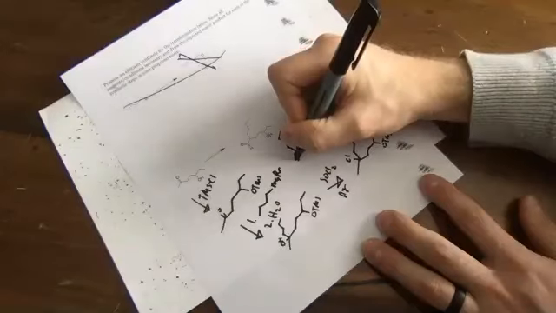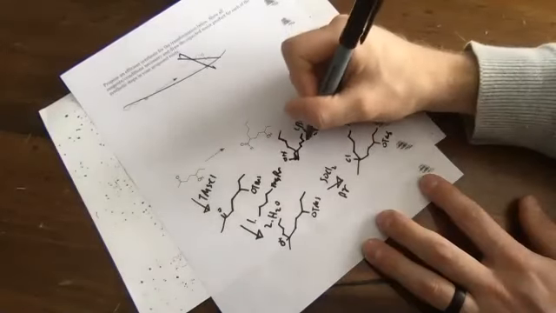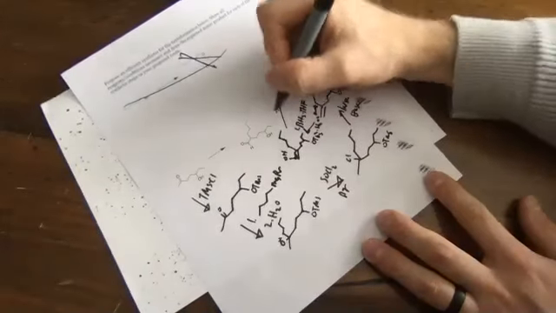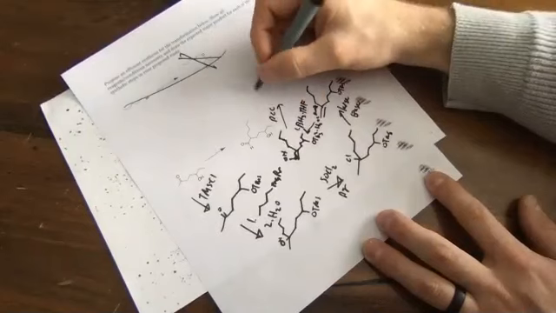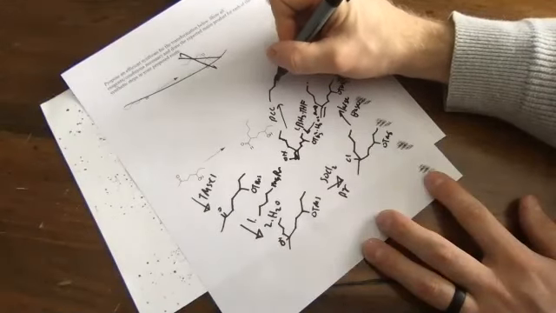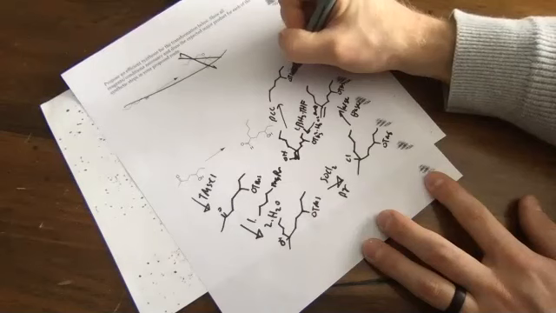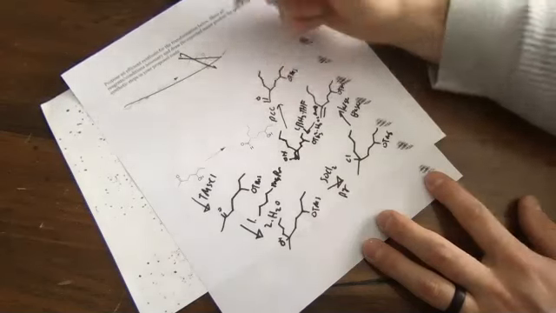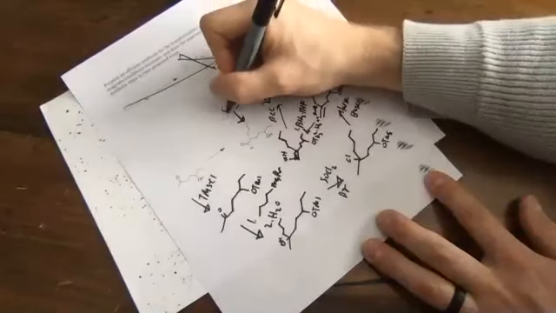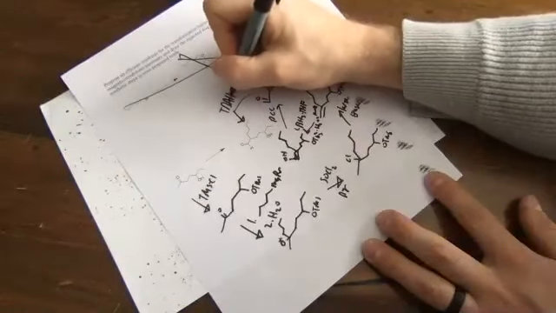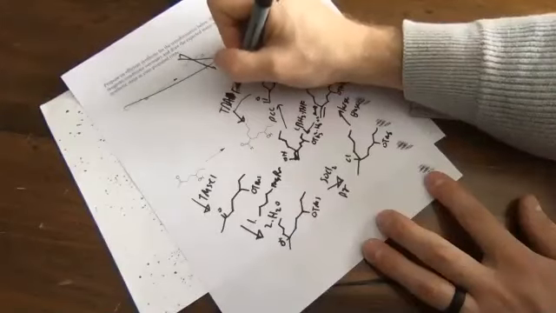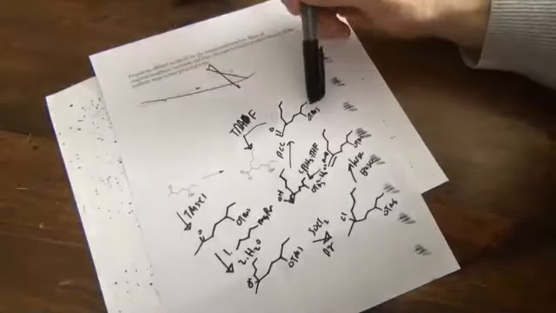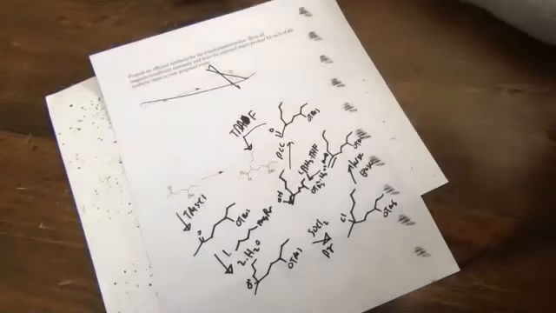Oops, that should not be this. This needs to be the OH here. Oh, TMS. Our last step is going to be taking off that protecting group. TBAF will allow us to take this off to give us our alcohol back.